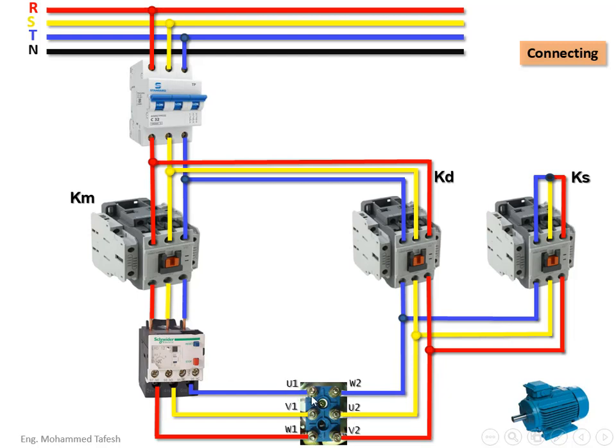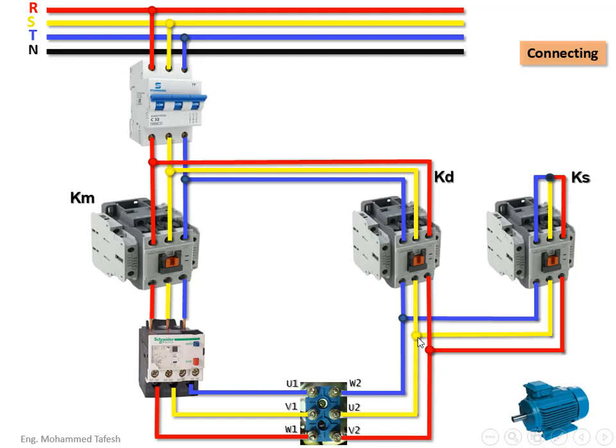As for the second coil, V1 and V2, and as for the last or third coil, W1 and W2. The ends of the coils are designed this way in order to facilitate the process of converting between star and delta connection.